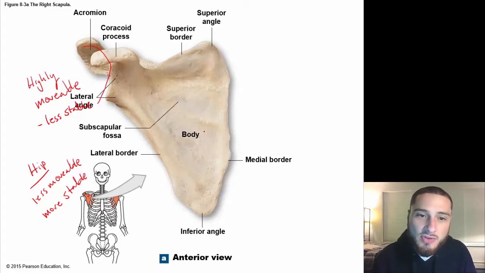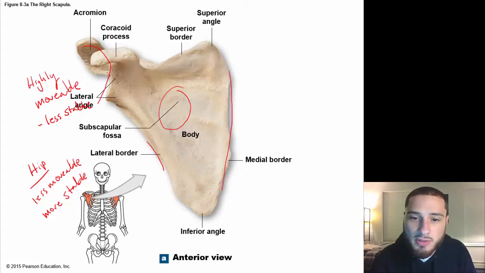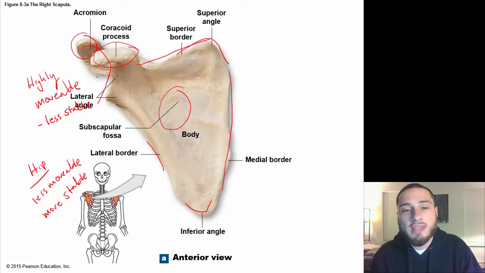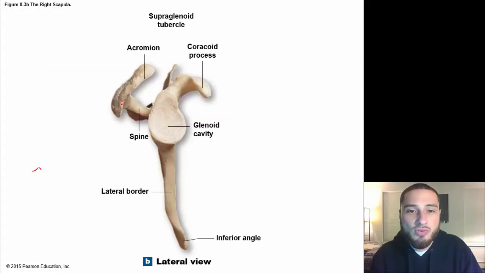You have the body of your scapula, your subscapular fossa. This is like a depression area. Your lateral border, your medial border, inferior angle, superior angle. This is the superior border. Okay, and just some major things to remember, that you have this coracoid process and this acromion area. Those are two parts that are going to help that humerus lock into that shoulder joint, or that pectoral girdle. Glenoid cavity.